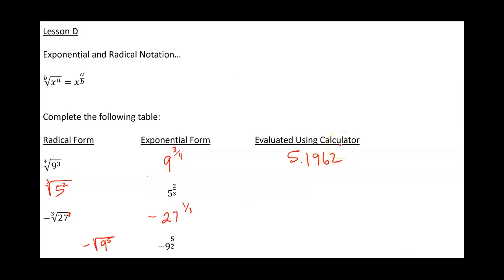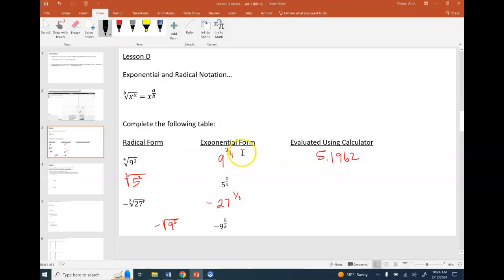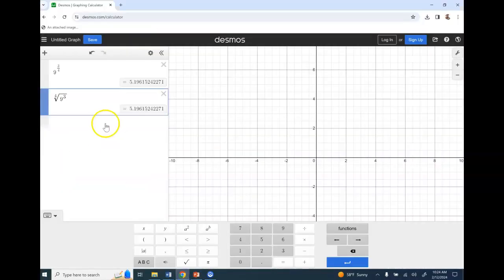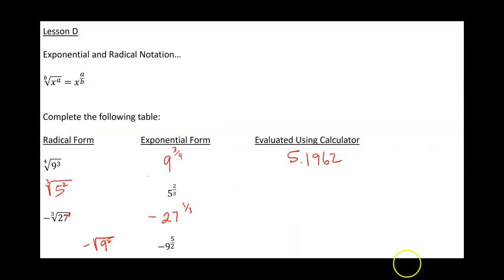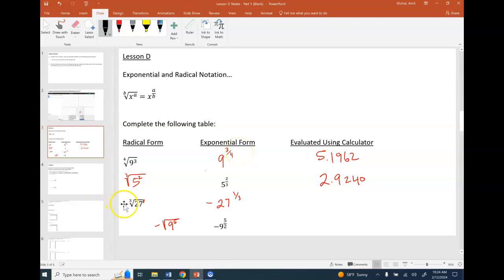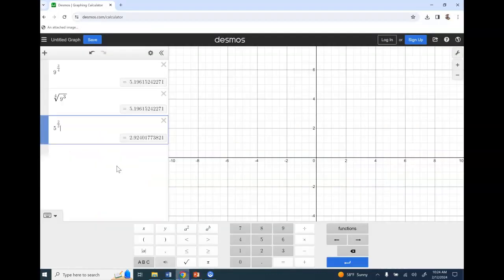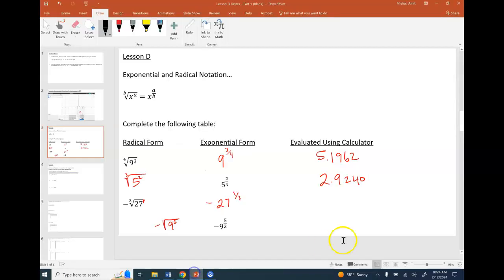Now the next one is 5 to the 2/3. For the rest of them, I'm not going to do them both ways. I'm just going to use the exponential notation. So I have 5 raised to the power of 2/3. This will give me 2.9240. Then I have negative 27 to the 1/3. Anytime there's a negative, make sure you put it outside the radical if you use radical form. But I'm going to use exponential form. So I have negative 27 raised to the 1/3 power, and this will give me negative 3.